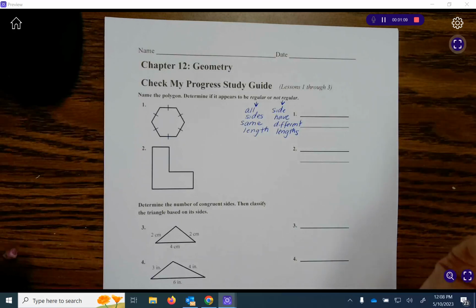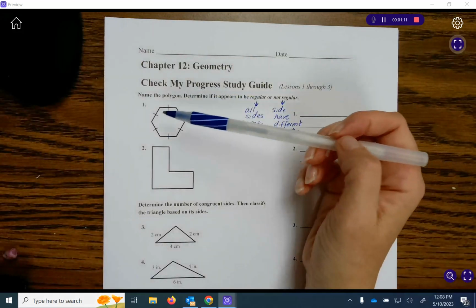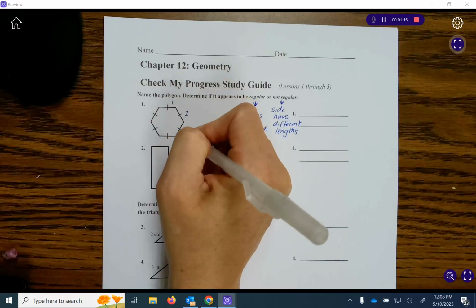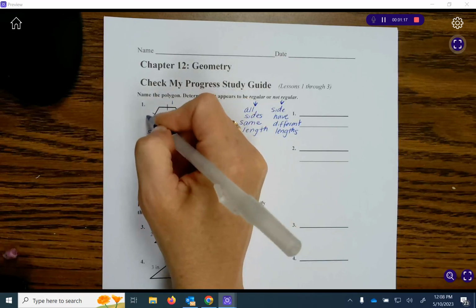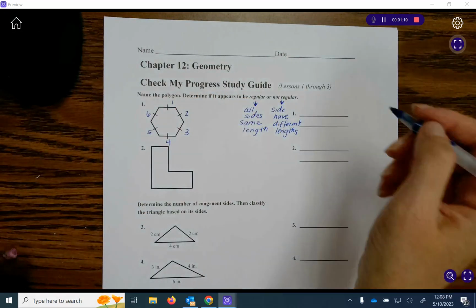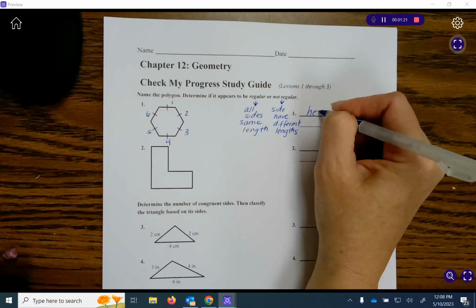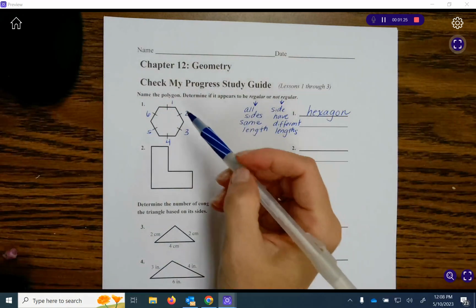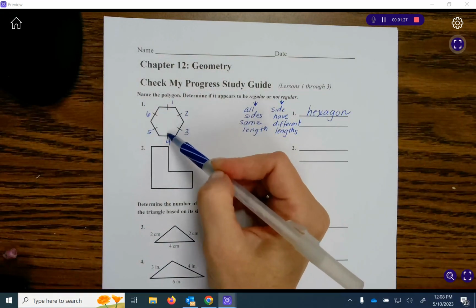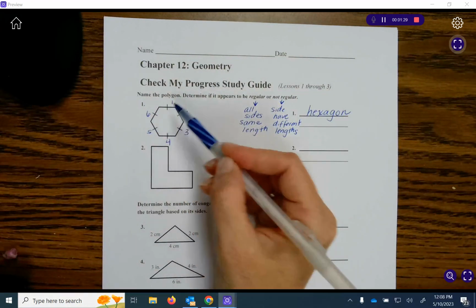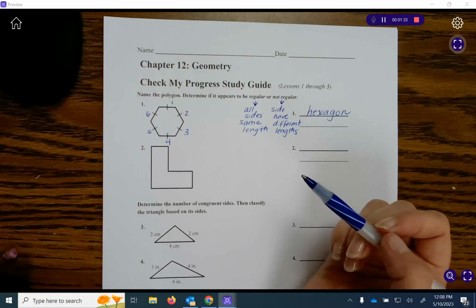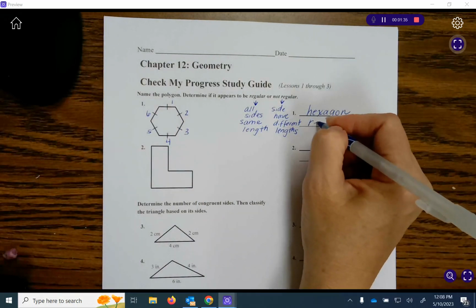Okay, so let's take a look here. If we count the number of sides, we have 1, 2, 3, 4, 5, 6 sides. So this would be a hexagon. And this little dash or slash mark indicates that every side is the same measure. So this would be a regular polygon.